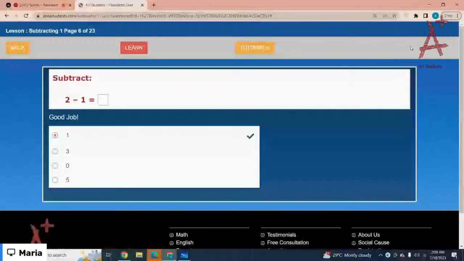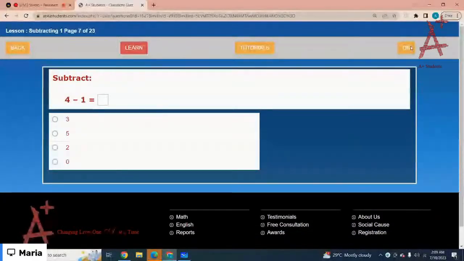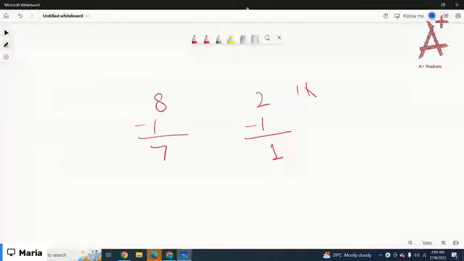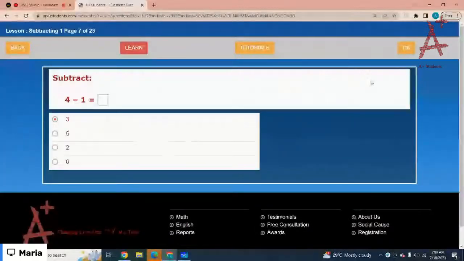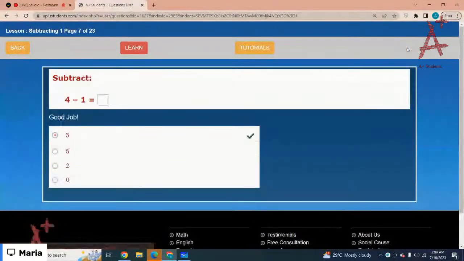The next one is 4 take away 1. So which is the correct option? You can just make 4 lines and remove one of them, or you can go back by 1. So when you go back by 1, 4 take away 1 is 3. So 4 take away 1 is 3. Option number 1 is the correct option. Just select the correct option, then click on the OK button.